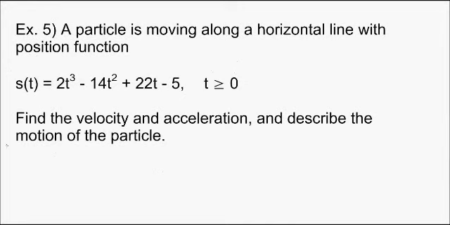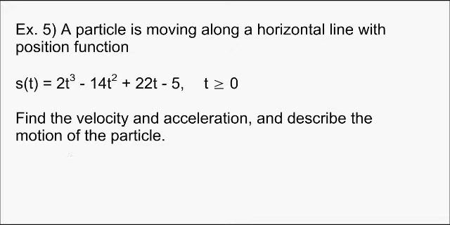Example 5. A particle is moving along a horizontal line with the position function s of t equals 2t cubed minus 14t squared plus 22t minus 5, so long as t is greater than or equal to 0. Find the velocity and acceleration and describe the motion of the particle.